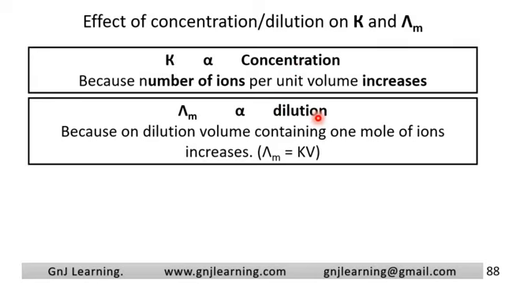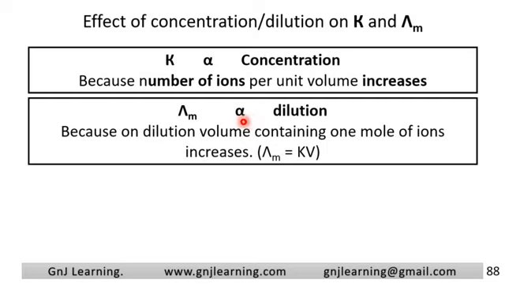Directly proportional to dilution. Why? Because on dilution, the volume containing 1 mole of ions increases, that is, the molar volume increases, and we have seen that lambda m is equal to kappa into V for 1 mole. So lambda m is proportional to it. When you increase the dilution, automatically the volume of solution containing 1 mole of electrolyte increases. So lambda m increases. Is it clear?